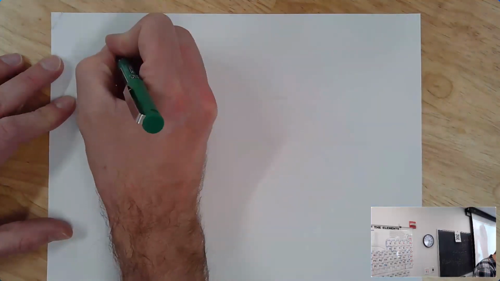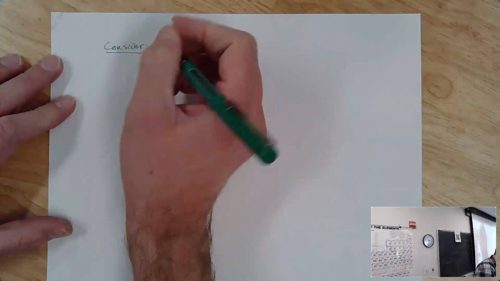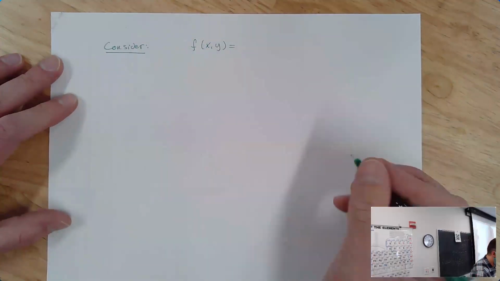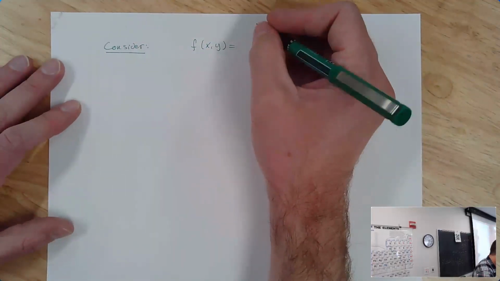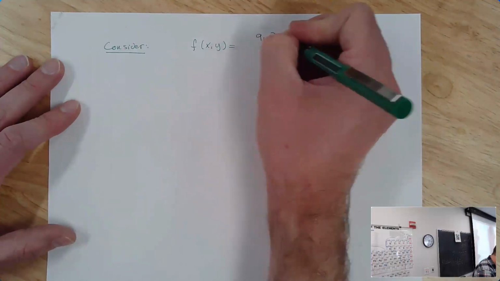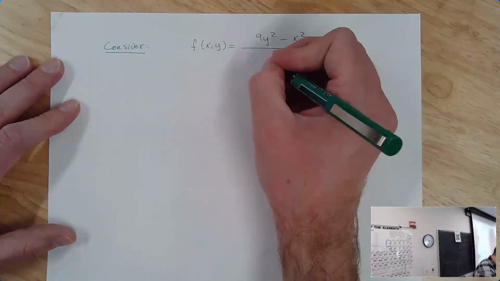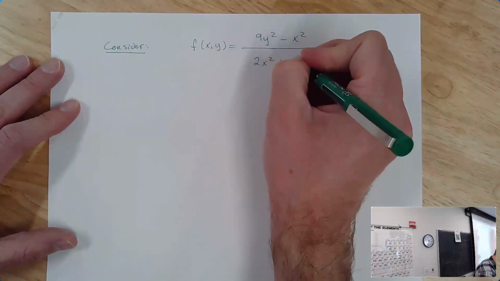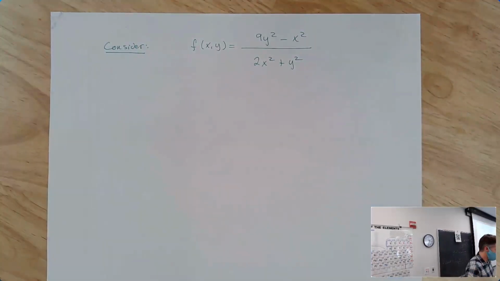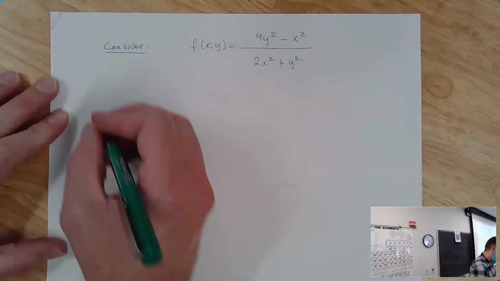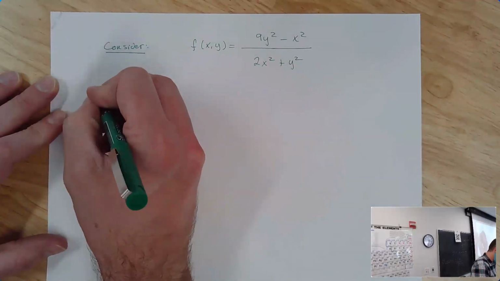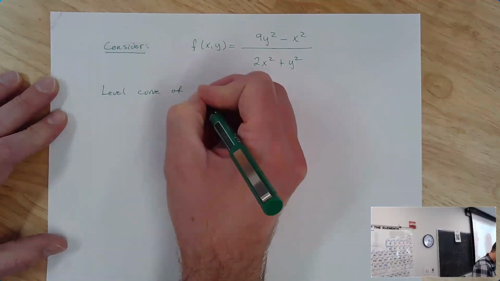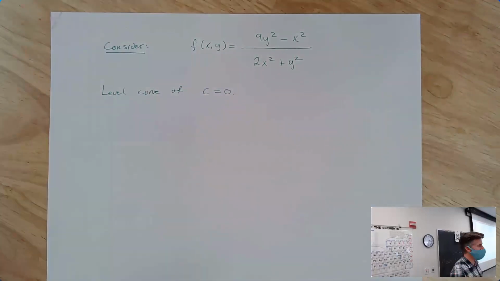Let's consider this function. Sure, let's say it's 9y squared minus x squared over 2x squared plus y squared. And we're going to do two things. Thing one, we're going to find the level curve of 0, which is super funky.